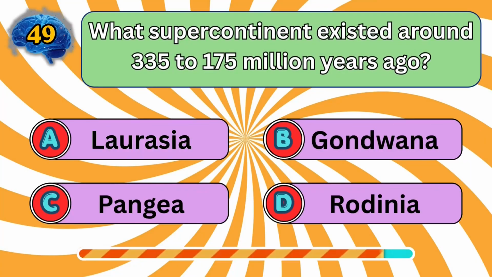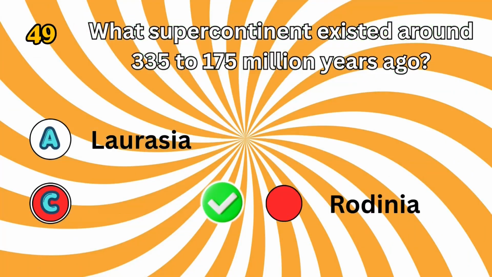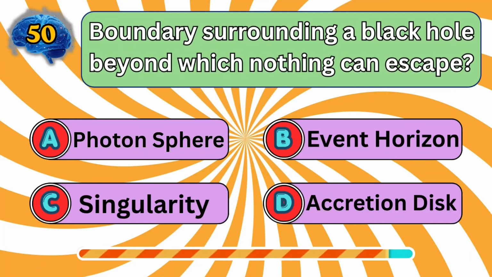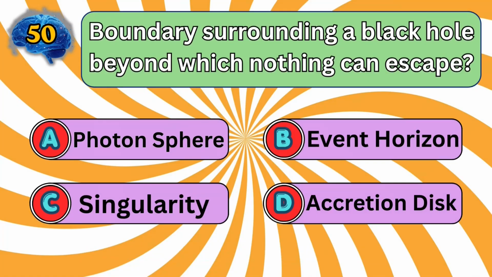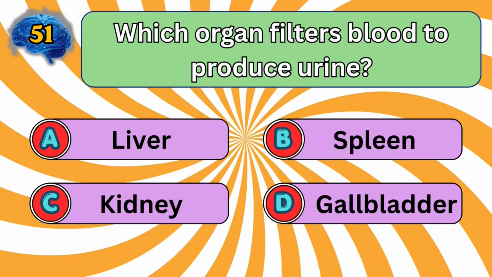What supercontinent existed around 335 to 175 million years ago? Pangaea. What is the boundary surrounding a black hole beyond which nothing can escape? Event horizon. Which organ filters blood to produce urine? Liver, spleen, kidney, gallbladder. Kidney.